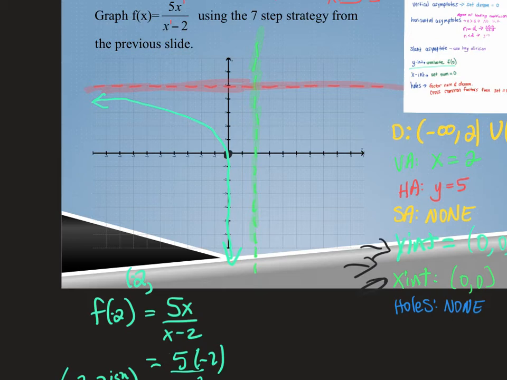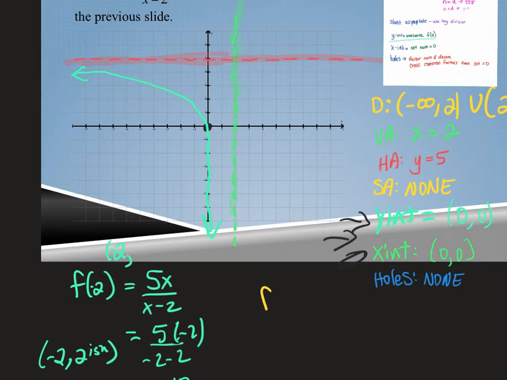Okay. So pick a number. Somebody pick a number over here to the right-hand side of our vertical asymptote. 3, that's fine. So when I plug in 3, is my y value going to be down here or is it going to be up here? That's what you're trying to figure out. Where are you drawing your boomerang?